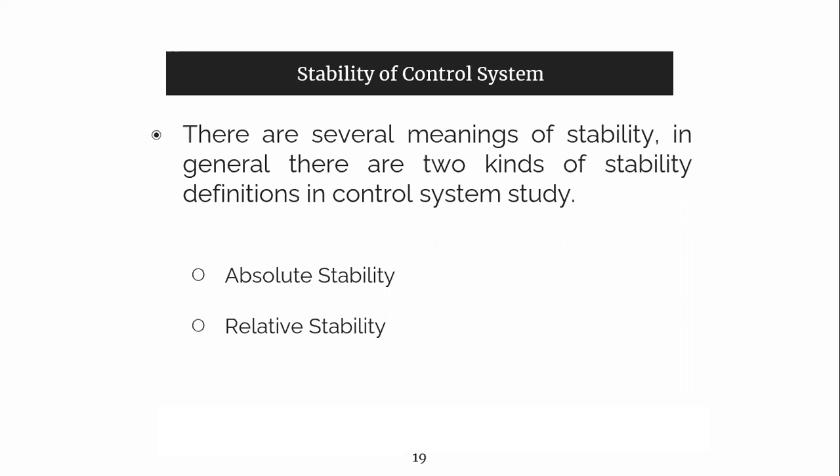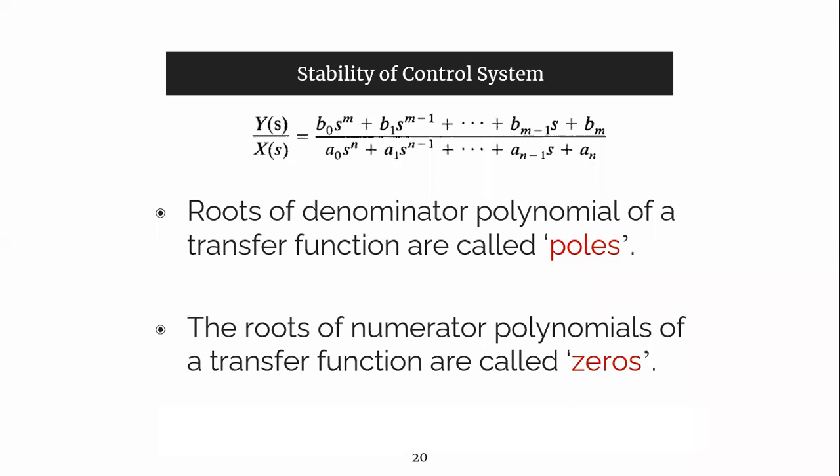There are several meanings of stability, no doubt at all. The stable system. Generally there are two kinds of stability while you are learning about networks as well as control systems: the absolute stability as well as the relative stability. So what is meant by the stability of a control system?